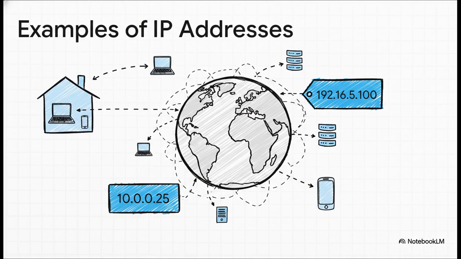Yeah, these probably look familiar, right? You've seen these numbers all over the place. An address like 192.168.1.10 is super common on home networks. These strings of numbers, this is the universal language that lets devices find each other across the entire internet.